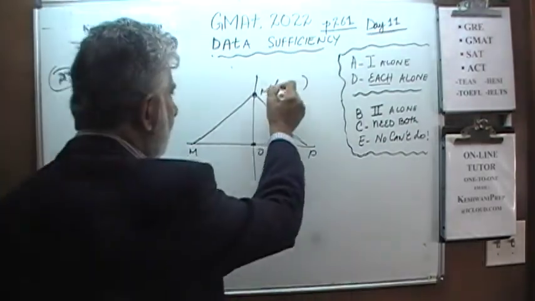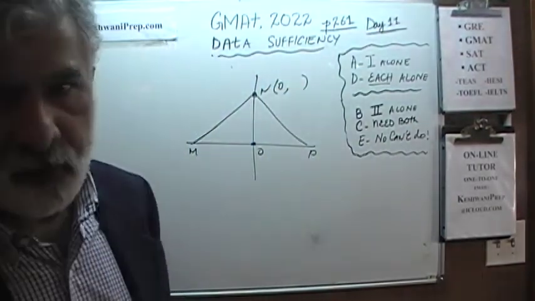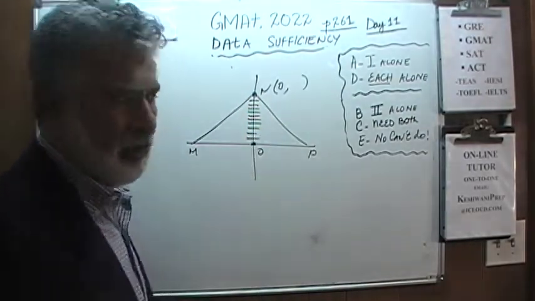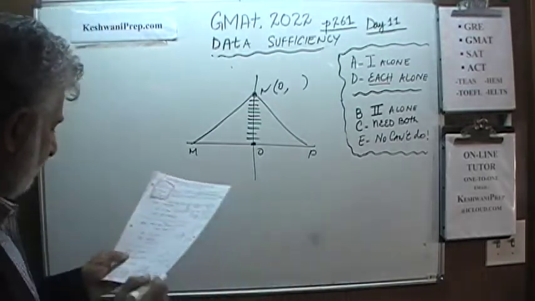Well, the coordinates of point N, the x coordinate is of course very straightforward, it is 0. What we want to find out is the y coordinate, in other words, we want to find out this height. That's what they're looking for. Let's see what they tell us.